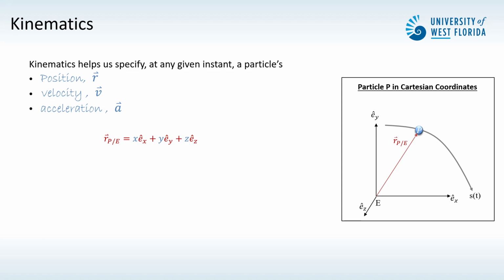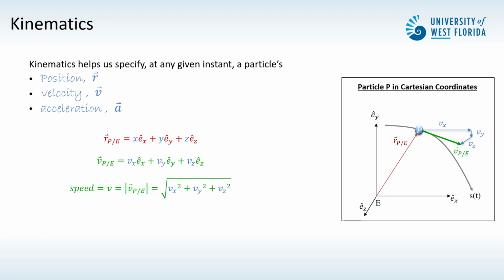Now let's assume that the particle is traveling along the path indicated by s of t. It has a velocity that is always tangent to the path of motion. So in this case, we could write the velocity of p with respect to E as v_x e_x plus v_y e_y plus v_z e_z. And you might correctly point out that the vertical component of the velocity, v_y, will be negative in this case. The magnitude of any velocity is speed. It is usually given by the variable v without an arrow over it, since it is a scalar. This is computed as the square root of the sum of the squares of the components of velocity in each direction.